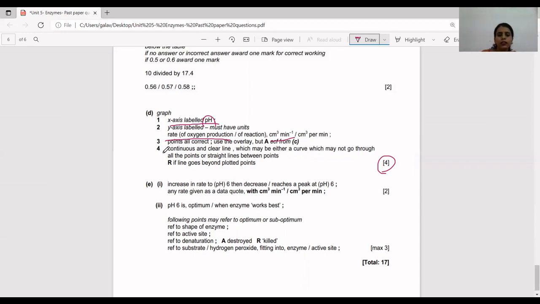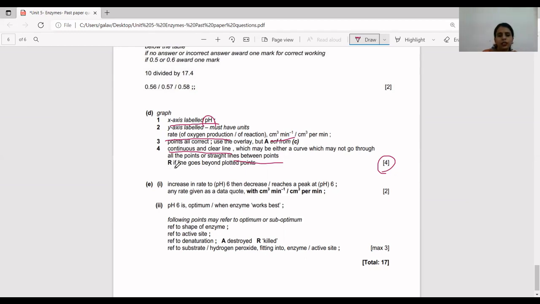And the last mark, that is the 4th mark, will be awarded for a continuous and clear line, which may be either a curve which may not go through all the points, or straight lines between the points. I've given you both the options above. It can be a curve, and it can be a straight line passing between the points.